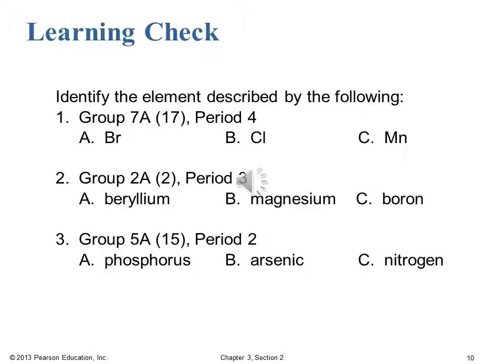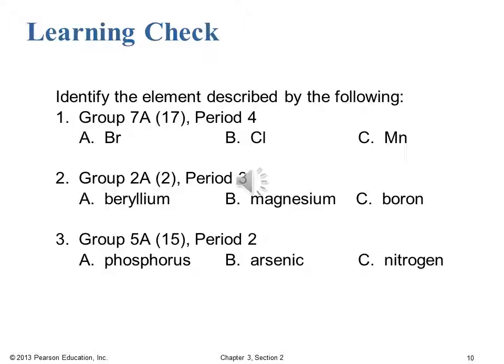For number 2, we're looking for the element in group 2A or group 2 that occurs in period 3. And then finally, the address for the third element we're looking for is group 5A or 15 and period 2. So we're looking over and down according to the vertical group number and the horizontal period for the horizontal row.